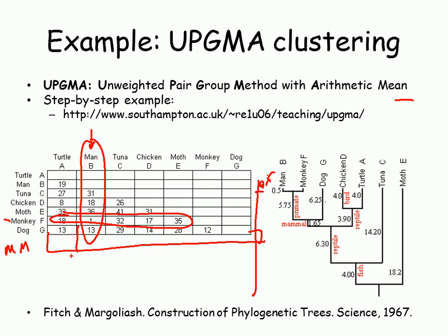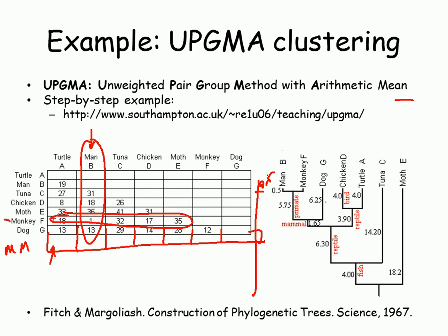Any answers? So after I merge man and monkey, I need to find these new distances. I need to create a new matrix after that merging. And to create that new matrix, I need to fill in these numbers. So what's the distance between the man and monkey group and the turtle? 19?